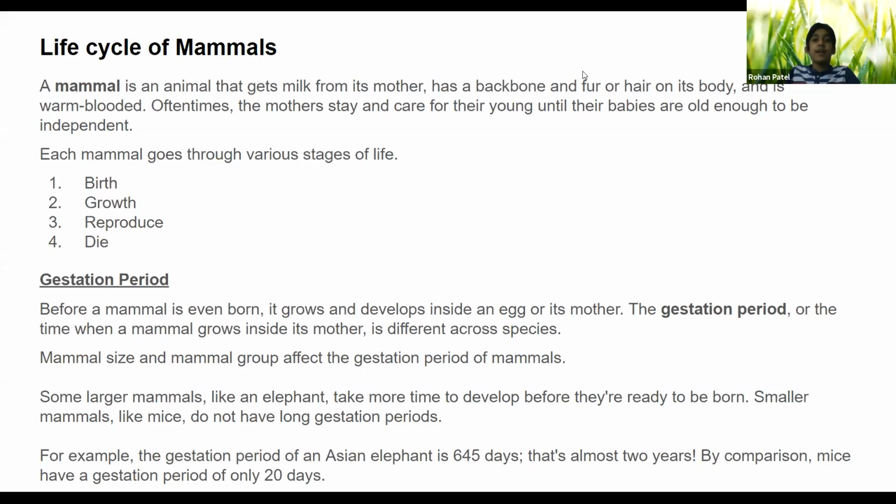For example, the gestation period of an Asian elephant is 645 days. That's almost 2 years. By comparison, mice have a gestation period of 20 days. And if you think about humans, they have a gestation period of about 9 months for the mother, and then she'll give birth. That's nothing compared to the Asian elephant, which has 2 years.